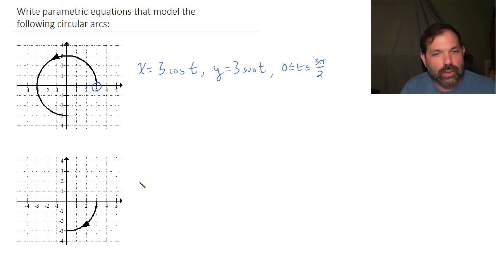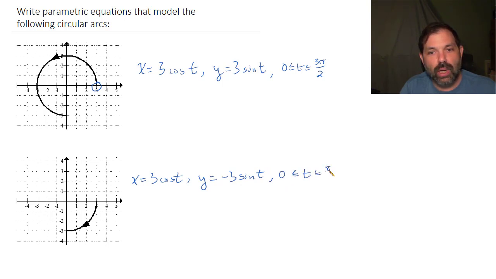But what I'll do now is, since it's rotating clockwise, and it's only 1/4 of the circle, I will write x equals 3 cosine t. That's not going to change. But now the y is -3 sine t. That gives us the clockwise rotation if we're starting at (3, 0). And let the t vary from 0 to pi over 2. That's 1/4 of the complete circle.